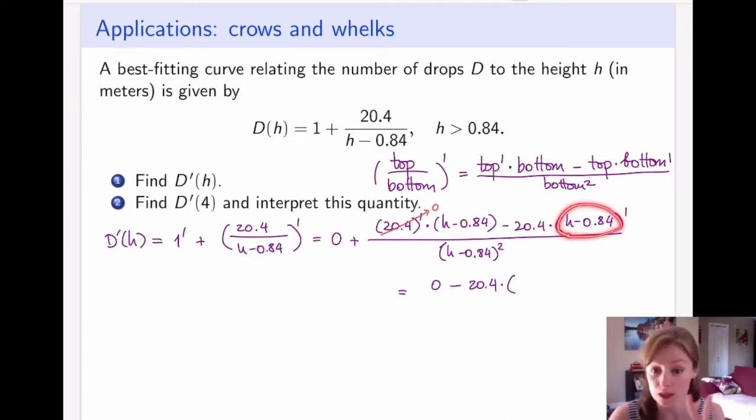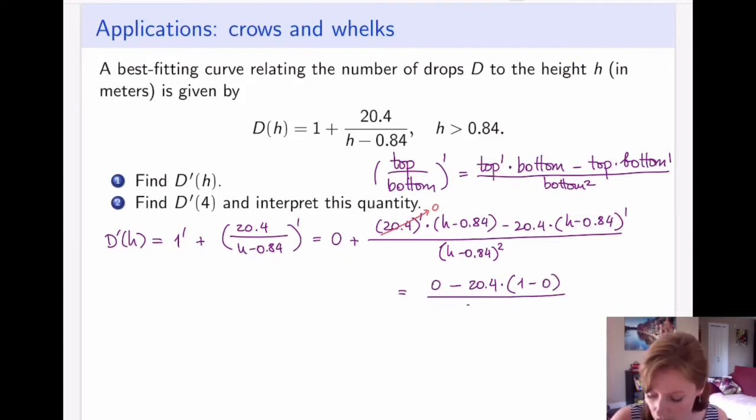Now that's two pieces, and our difference rule tells us I can take a derivative of one at a time. So the derivative of h with respect to h, it's the power rule, the power comes down, so it's 1 times h to the power 0, which is just 1, minus the derivative of 0.84, which is a constant, so the derivative of that is 0, and it's all over h minus 0.84 squared. Simplifying this a little bit more, on top I get minus 20.4, and on the bottom I get h minus 0.84 squared.